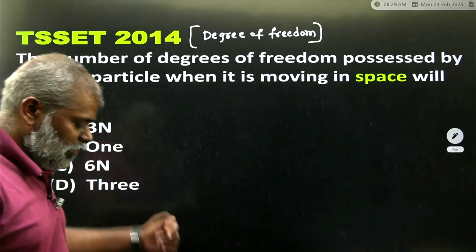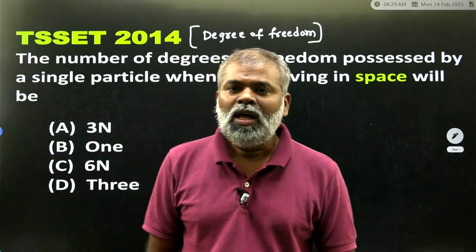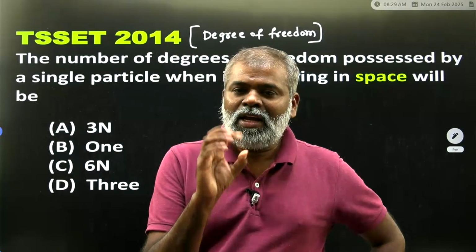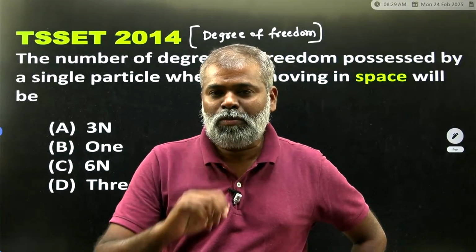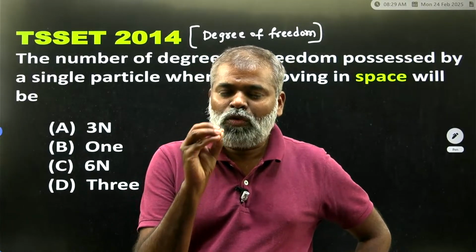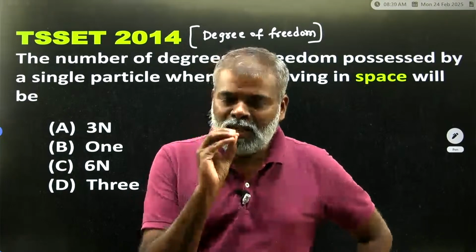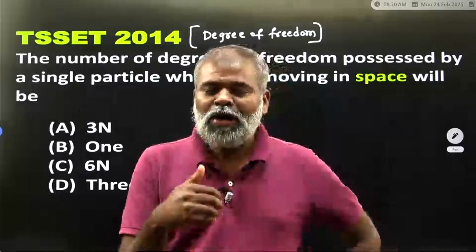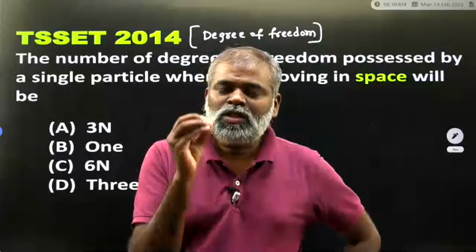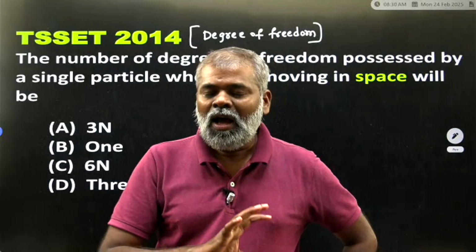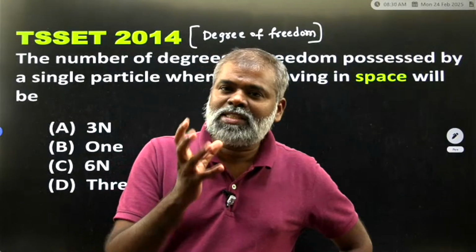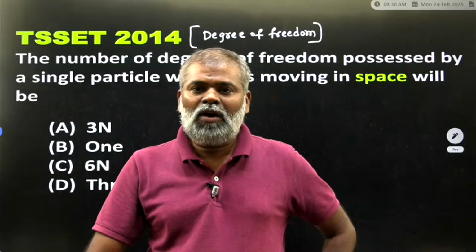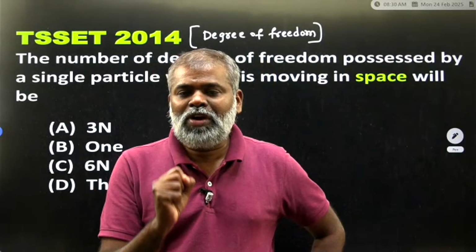So what is the degree of freedom? The degree of freedom is the minimum number of independent coordinates required to describe the motion of the system or body, whatever it may be. The minimum number of coordinates, or number of ways, required to describe the system of the body, that number we call the degree of freedom. Clear?